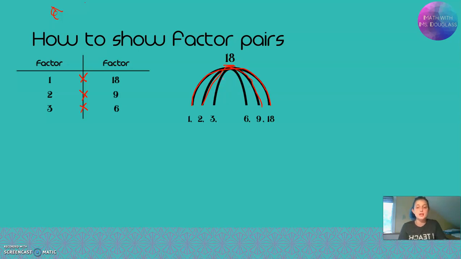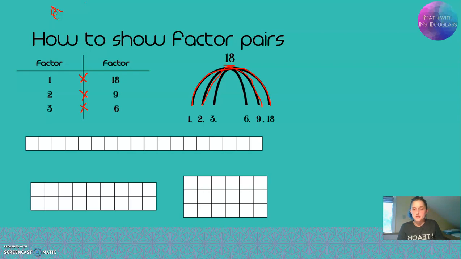You can also use area models. So you can see here that this one has a height of 1, and it's 1, 2, 3, 4, 5, 6, it's 18 across. So your total area, you've used up 18 squares to show this particular area model. If you have a 2 by 9 rectangle, that uses up 18 squares to build this rectangle. Or a 3 by 6, again, that uses up a total of 18 squares to make factors of 18. So these are the area models that create 18.